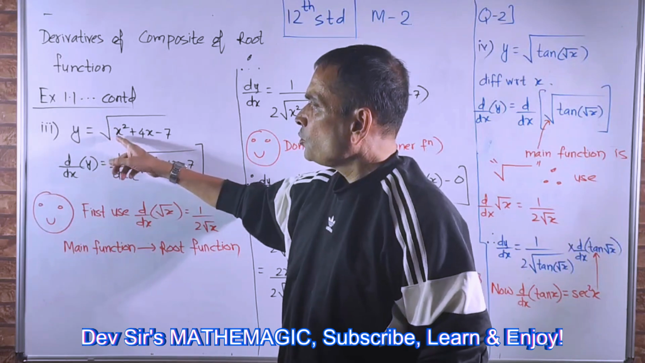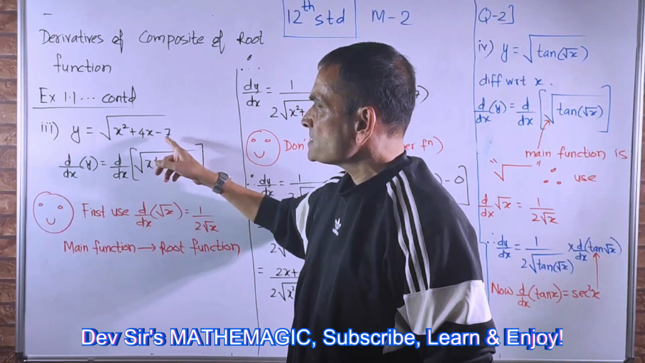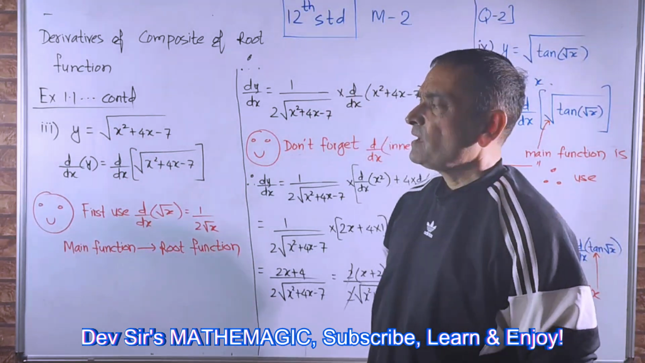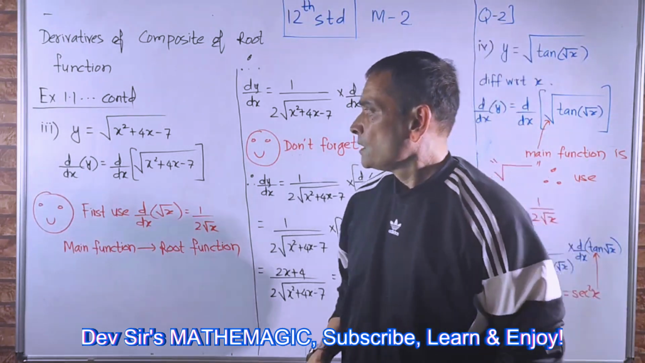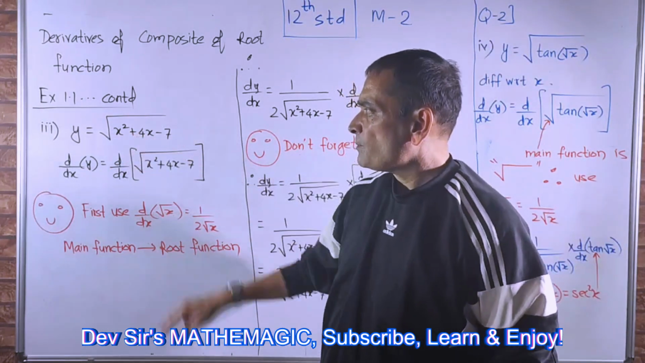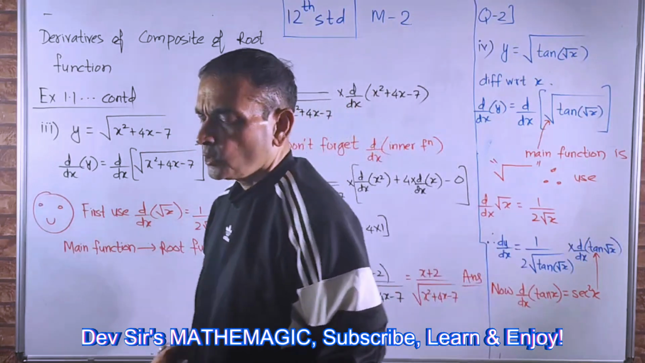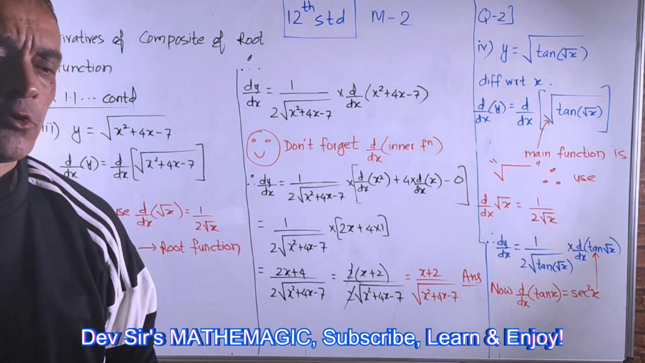Y is equal to root of x squared plus 4x minus 7. We have to find the derivative. Okay, we have to find the derivative. Root of x squared plus 4x minus 7. लिख लो. Just bring your notebooks and write.